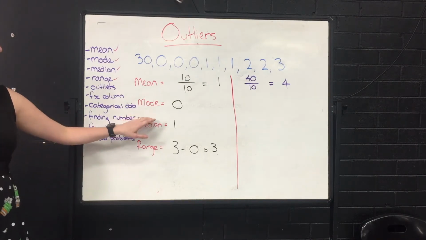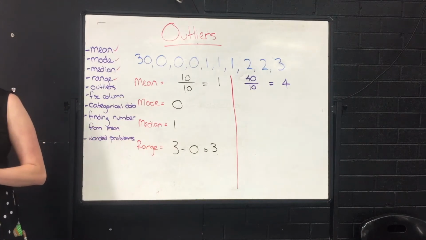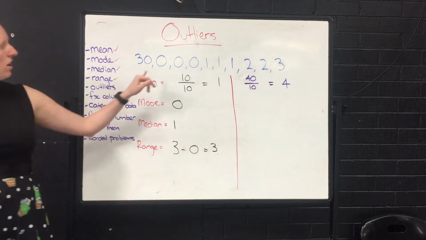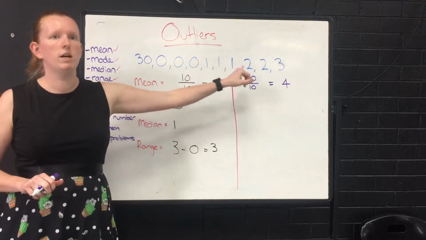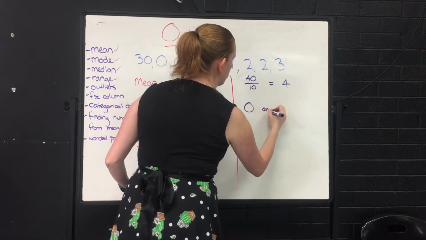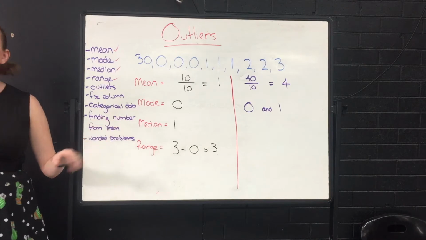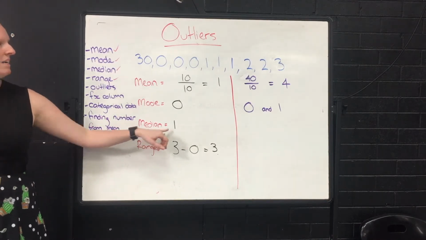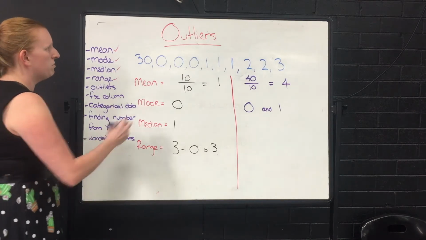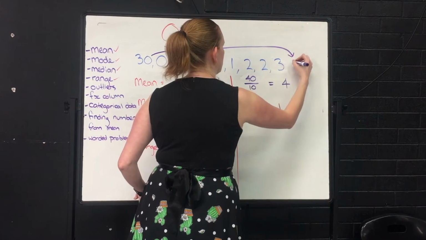All right, what about mode? Has our mode changed? Has our most occurring changed? It was 0. What is it now? It's either 0 or it's 1. So 0 and 1, because they're both most occurring. So that's changed a little bit. But what about the median? Has my middle score changed? I have to move this to the end now because they've got to be in order before I start crossing them off.